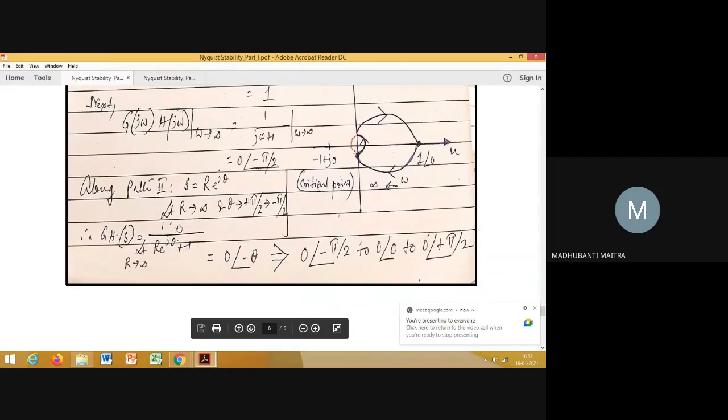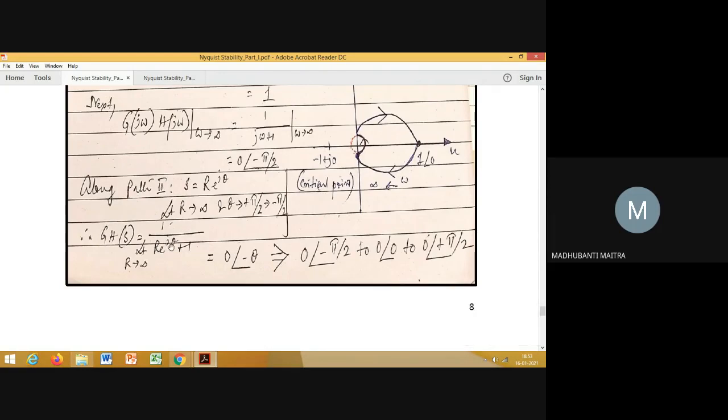Is it clear? Is this expression clear? Hello, is this expression clear? Yes, ma'am. So now, since R is tending towards infinity, the 1 is negligible compared to this term. So this can be written as 1 by R e to the power j theta.